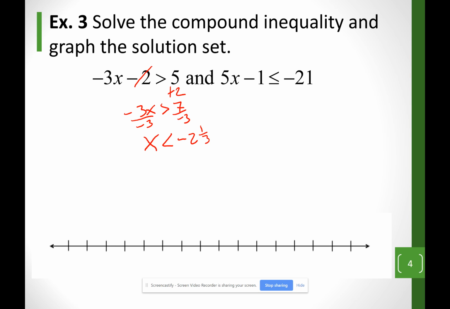Okay, I can graph that one. Looking at the other one, let me add 1 to begin with. So I have 5x is less than or equal to negative 20. Let me divide by 5. So we get that x is less than or equal to negative 4. My answer is negative 4, but I'm not going to flip the arrow. Oh, I forgot to say why. I'm not going to flip my arrow because technically I divided by a positive.